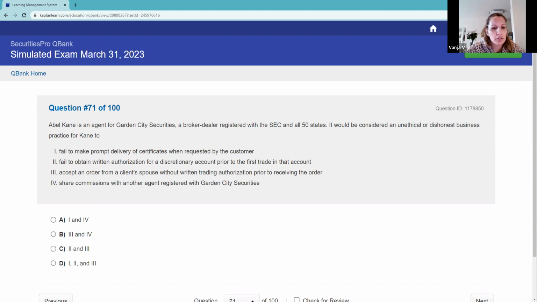Share commissions with another agent registered with Garden City Securities. He can do that. So unethical, 1, 2, and 3. So let's stick with D as in dog.